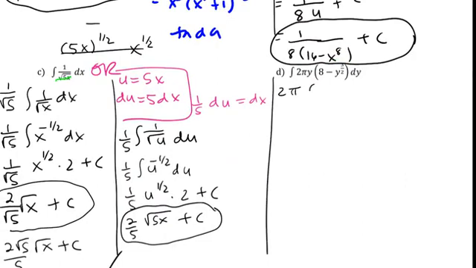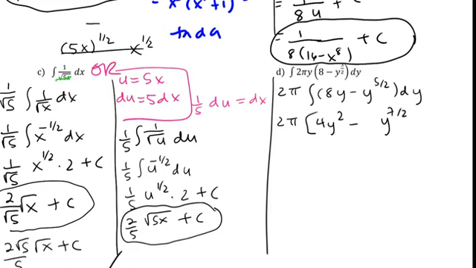2 pi is a scalar. Write it out in front. Then we get 8y minus y to the 5/2 dy. Go ahead and integrate. 8y squared over 2 is 4y squared. Minus, if you add 2 to 5/2, you get 7/2. Instead of dividing by 7/2, multiply by 2/7 plus c. And I say we're done. Okie doke. We're all set here.